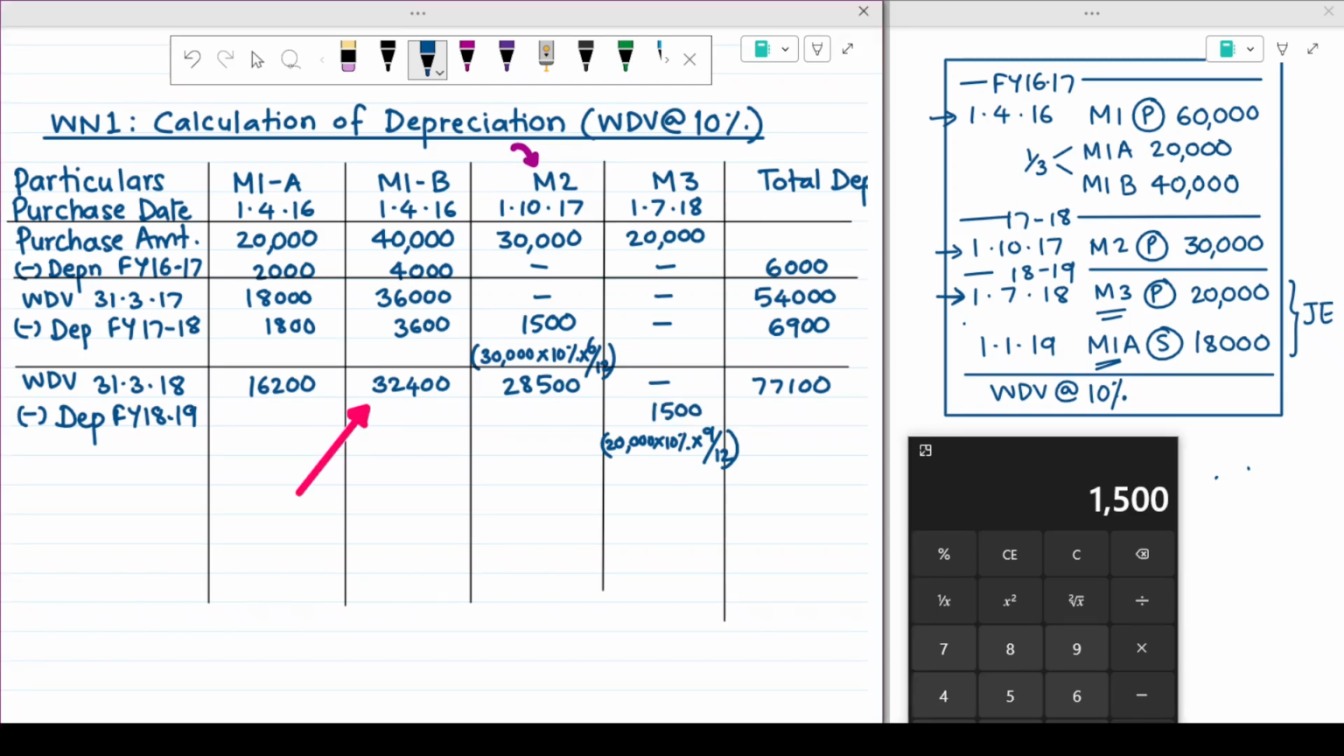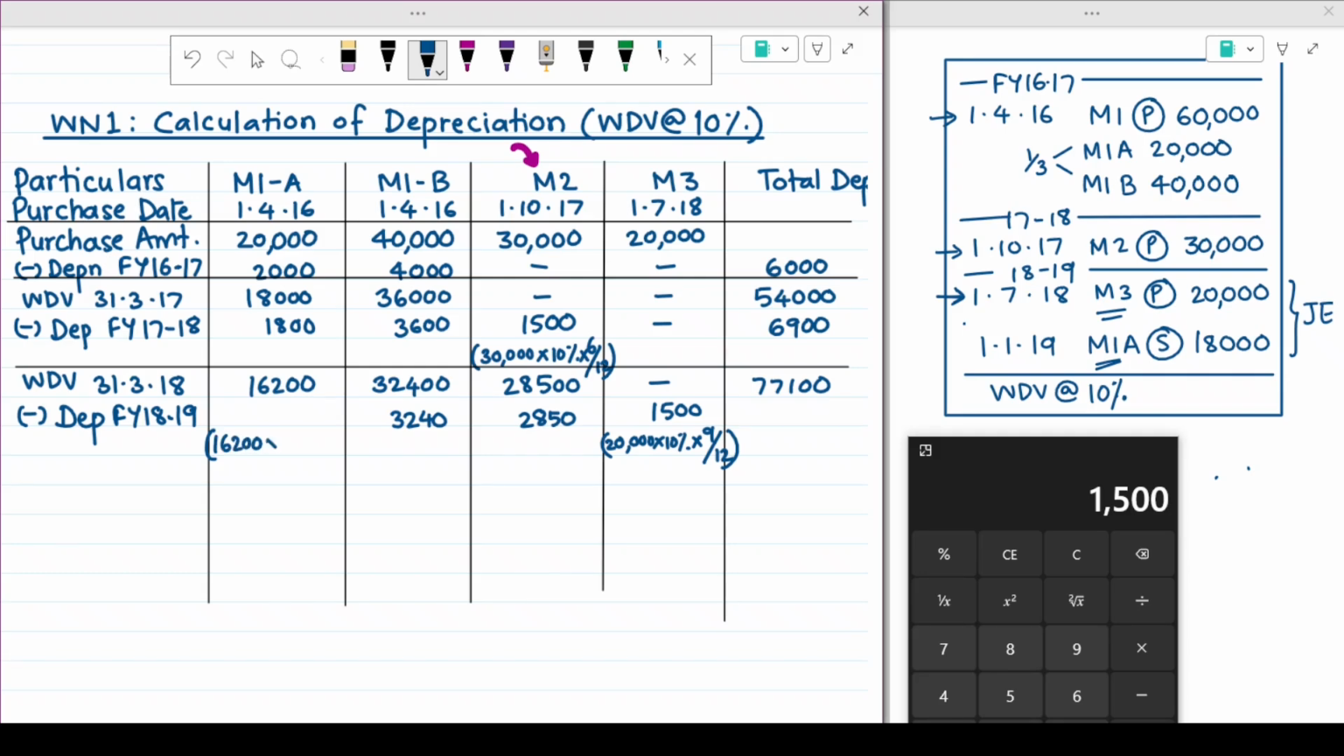20,000 into 10% is 2,000, and 2,000 into 9 divided by 12 will be 1500. Machinery 1 and machinery 2, these two assets were used for the whole year, so the depreciation will be 10% on WDV, 3240 and 2850. Okay, and the first machinery, we are selling it off on 1st January 2019, so we'll have to do the working.